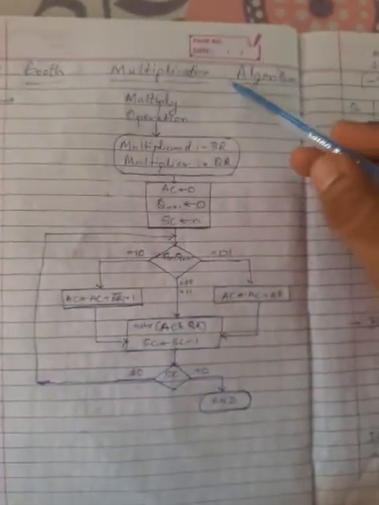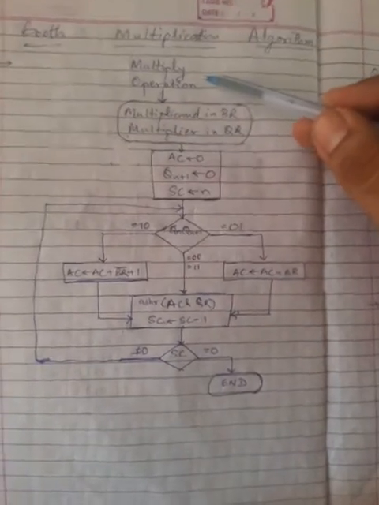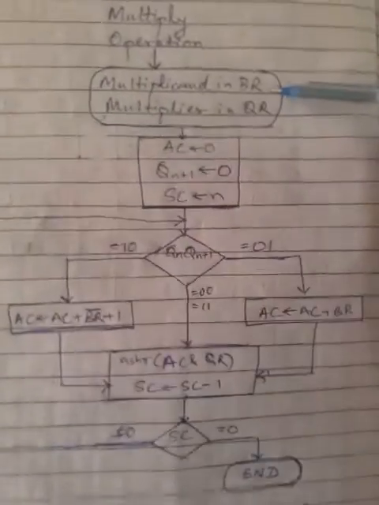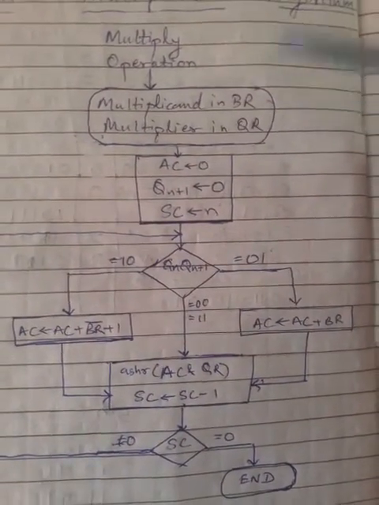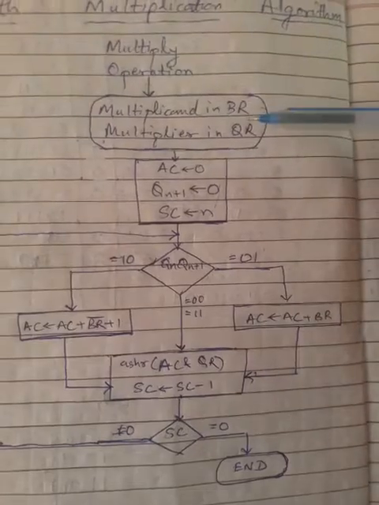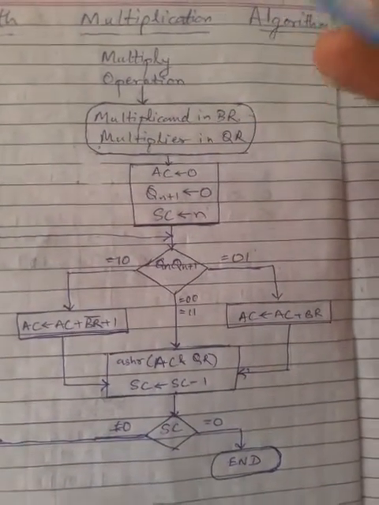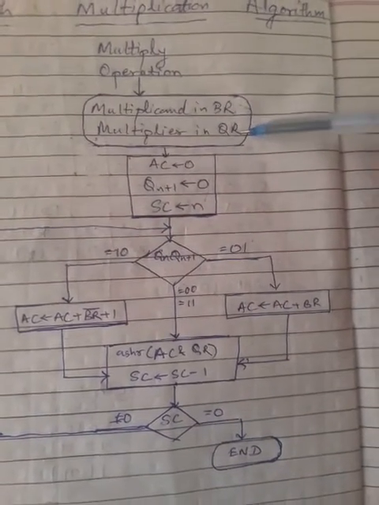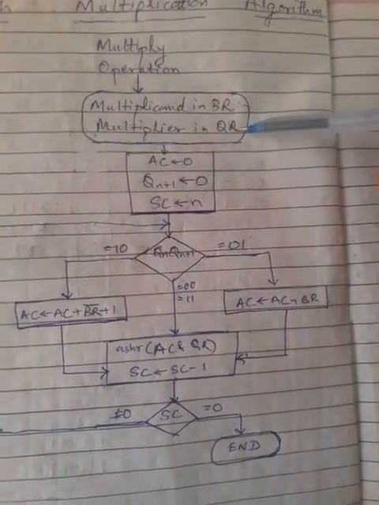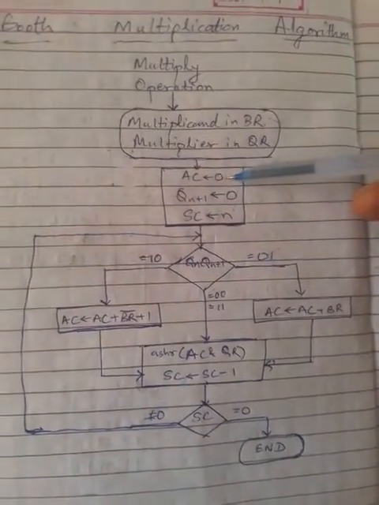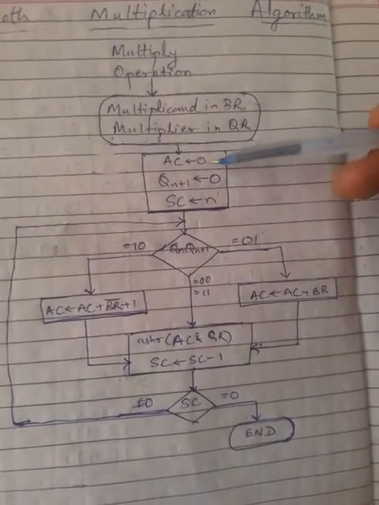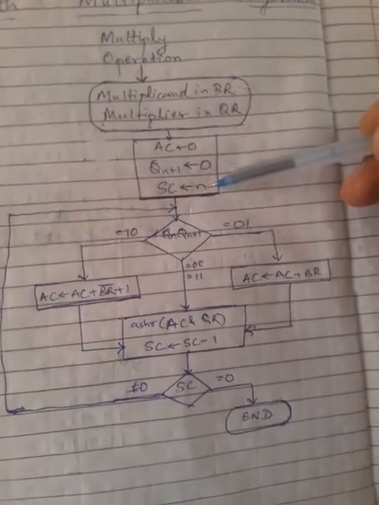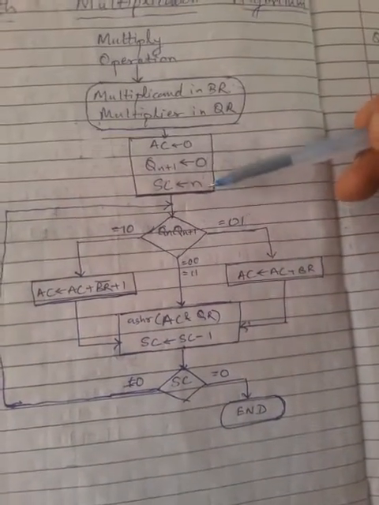Now here we will see the Booth multiplication algorithm. The first part here we are taking in BR, the same thing that we did in the previous multiplication. So here BR is a register part, that was b, and the second part will be taken in QR. Now AC, that is the accumulator, will be replaced by 0. Qn plus 1 will be replaced by 0. SC, that is the total number of digits, will be replaced by n, the number of digits.